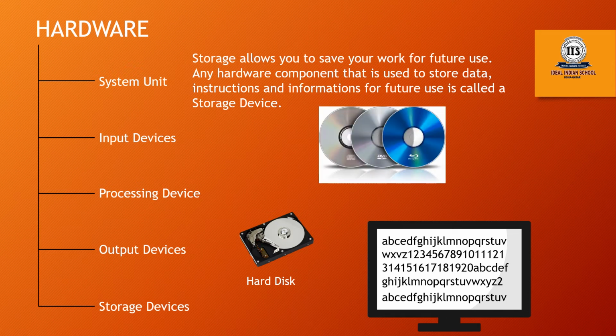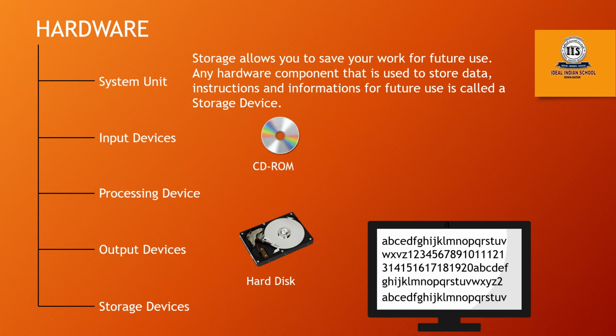Next is CD or compact disc. It is a flat, circular and portable disc that is used to store information. CD-ROM, DVD and Blu-ray are types of CD. CD-ROM stands for Compact Disc Read-Only Memory. DVD stands for Digital Video Disc. It can store more data than CD-ROM. Blu-ray is a new DVD format which has a larger storage capacity and better quality than DVD.